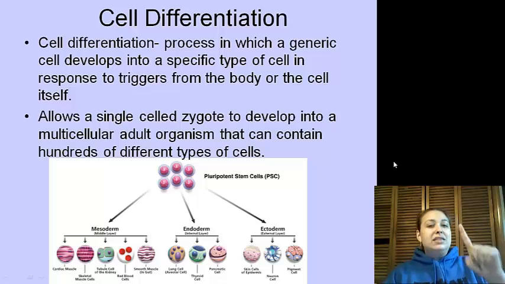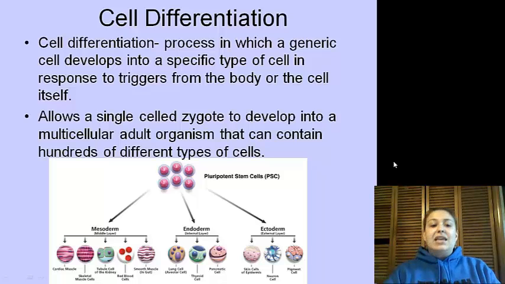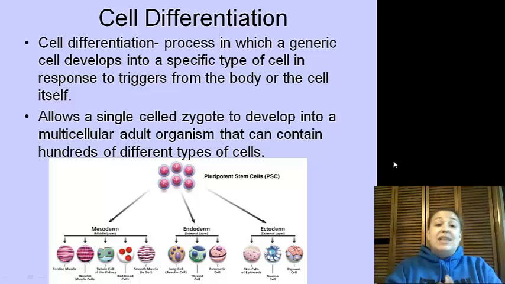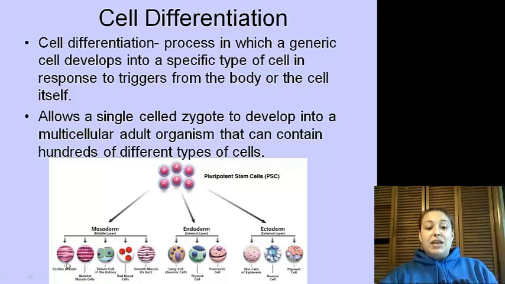It allows one single zygote. Now if you remember, zygote is a fertilized egg that develops into a multicellular adult organism that can contain hundreds of different types of cells. Again, we are taking one type and forming them into several different types of cells.